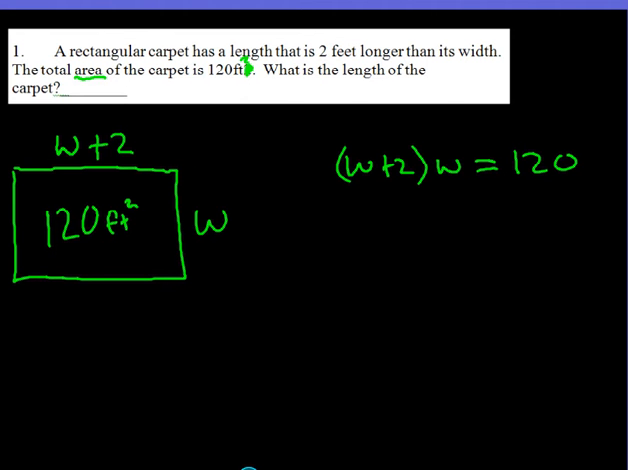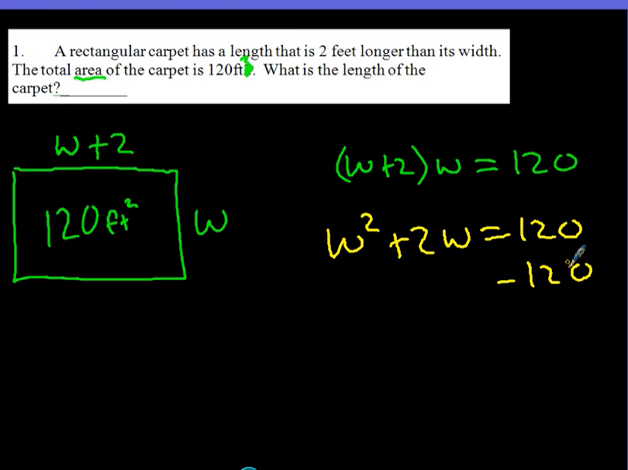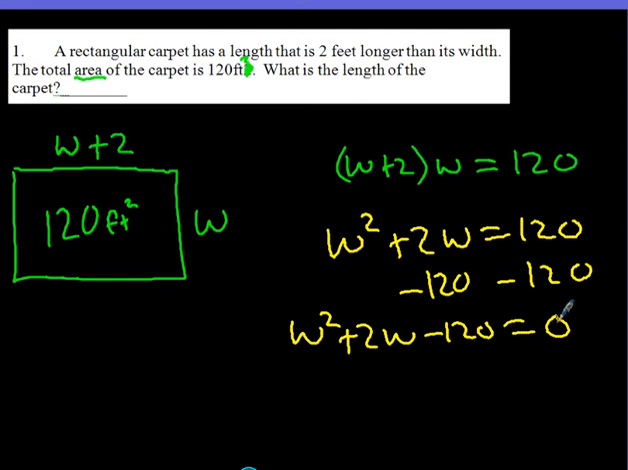Okay, so now I'm going to multiply, just using distributive property, and we get W squared plus 2W equals 120, and I'm going to subtract the 120, so I get it equal to 0. Subtract 120 from both sides, so now I get W squared plus 2W minus 120 equals 0. You can go either way. You can factor it, or you can use a quadratic formula.